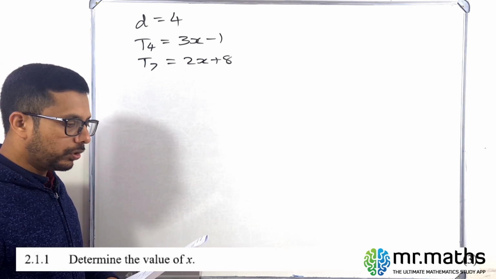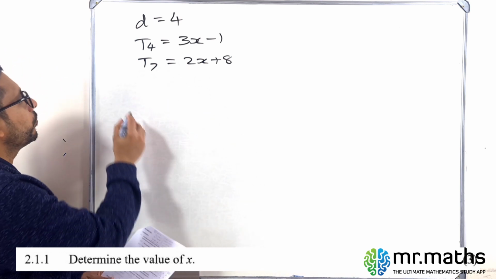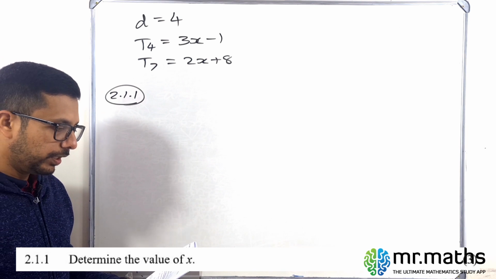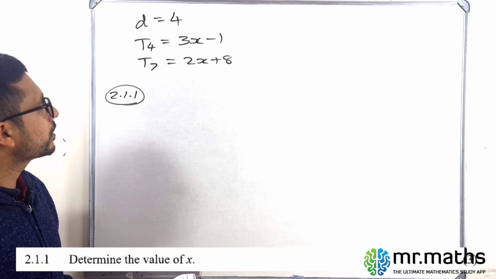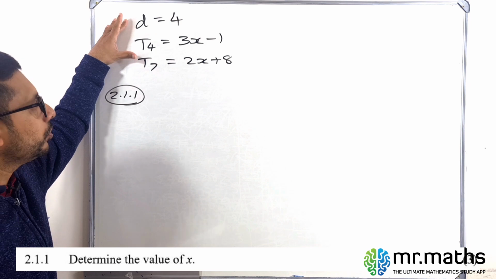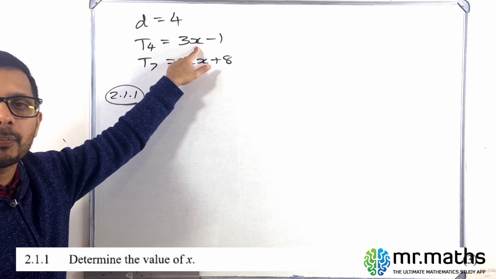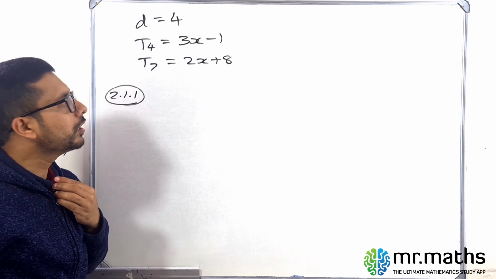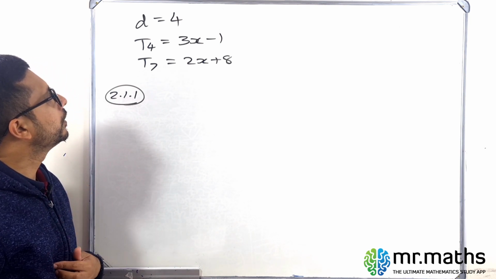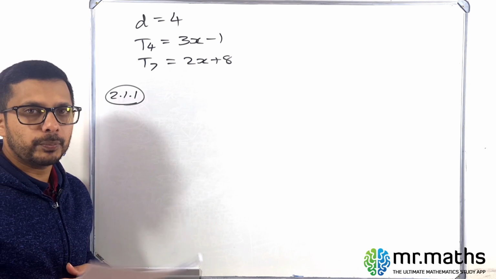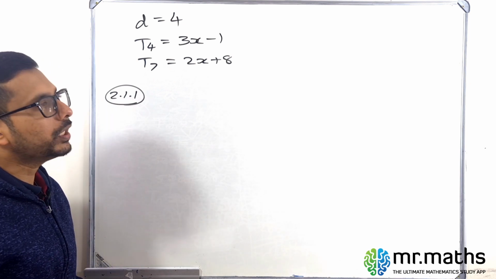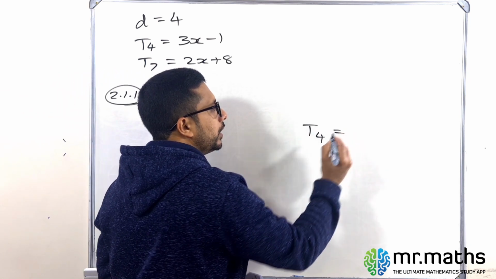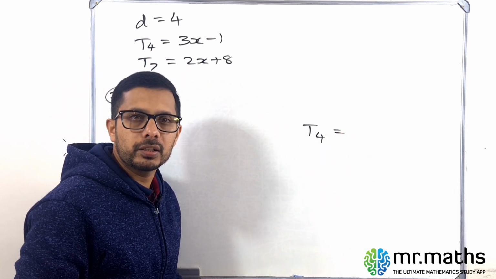You understand? Now what is the first question? Question number 2.1.1: determine the value of x. So based on this condition, you have to find the numerical value of x. How can you answer this one, guys? It is given that this is an arithmetic sequence. In an arithmetic sequence, how can you write generally the fourth term?